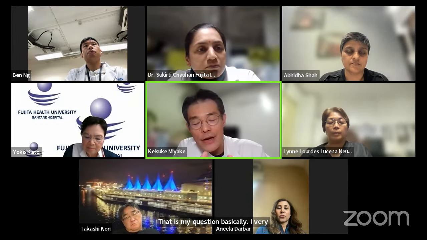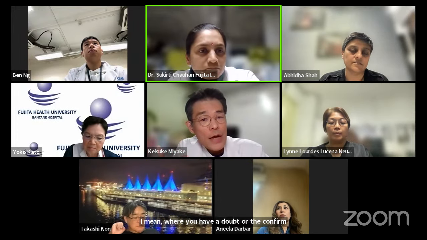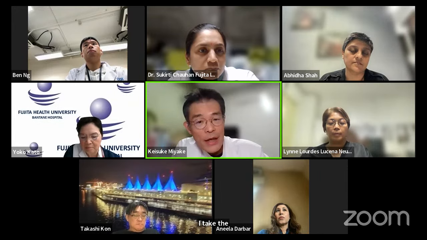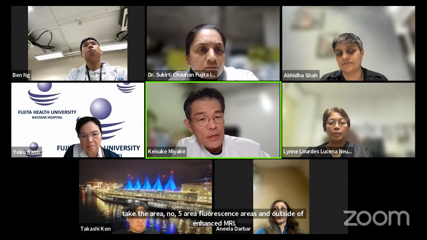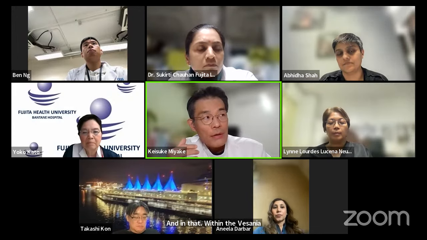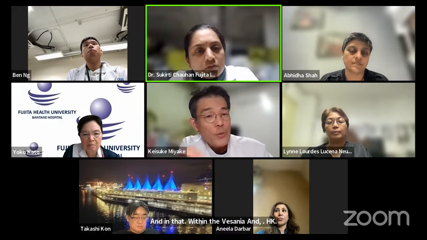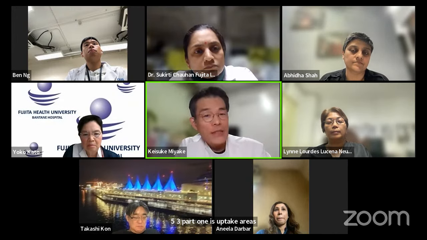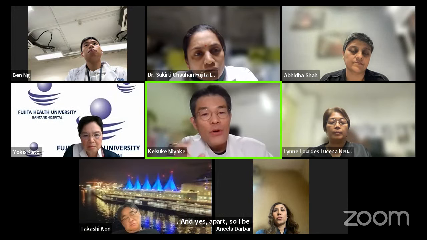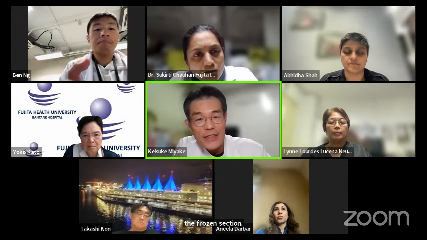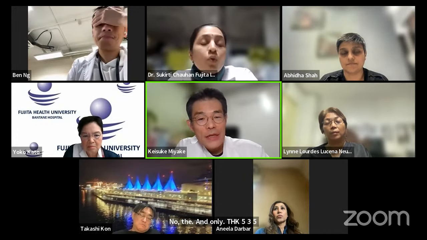I detect the area, no 5-ALA fluorescence areas, and outside of enhanced MRI, and within the methionine uptake area and THK5351 uptake areas. So I remove the biopsy, and the other part. So I remove the frozen section in no methionine uptake areas and only THK5351 uptake areas. Okay. Thank you, sir.